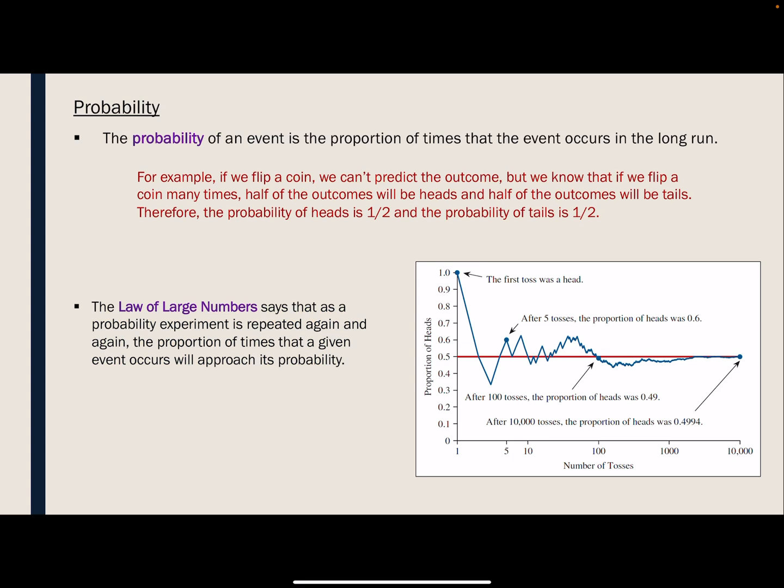This is called the law of large numbers. So it says that as a probability experiment is repeated over and over again, the proportion of times that a given event occurs will approach its probability. And I have a graph here of flipping a coin and seeing what happens. And you can see that in the beginning, there's a lot of variation between the proportion of heads to tails. But as it goes out to thousands and thousands and thousands, we get something very, very close to 1/2.